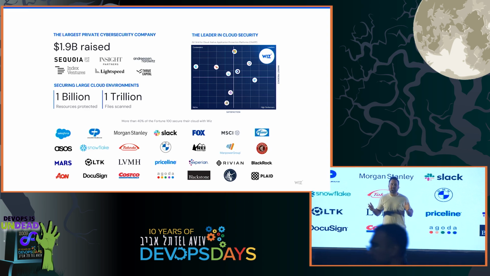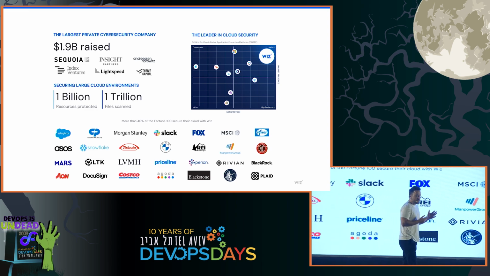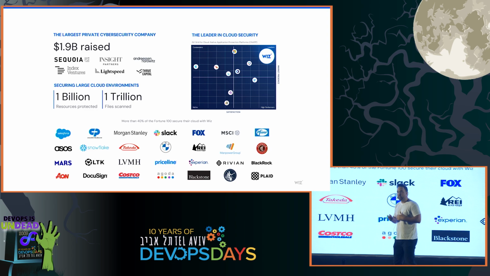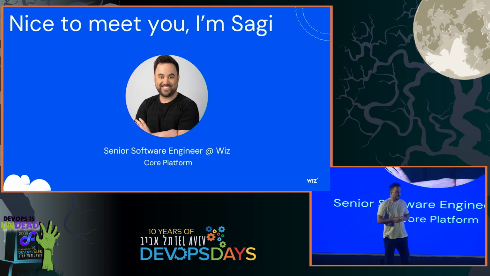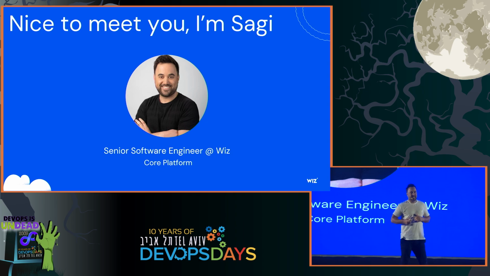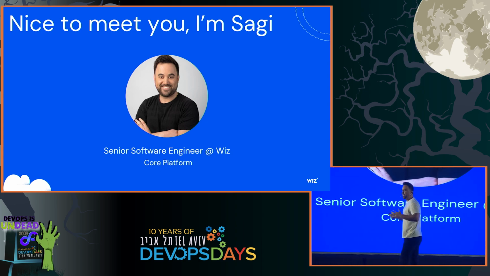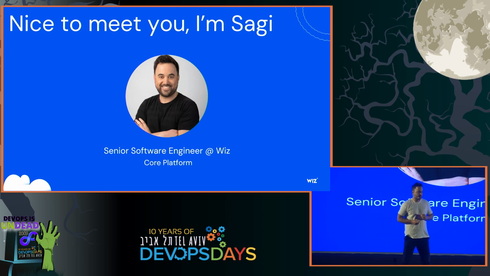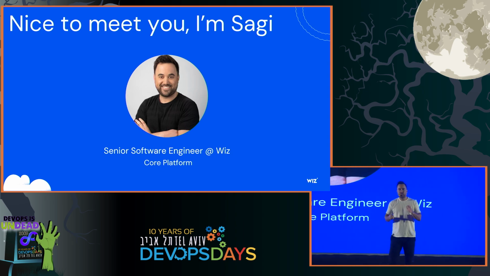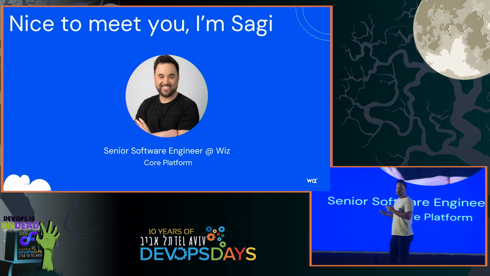Wiz is a cloud security platform. We raised over $1.9 billion from the major VCs, and over 40% of the Fortune 100 are Wiz customers. Nice to meet you. My name is Sagi, and I'm working in the engineering team at Wiz. My specialty is the application infrastructure. And although cost optimization is not part of my official role at Wiz, it is part of our culture.